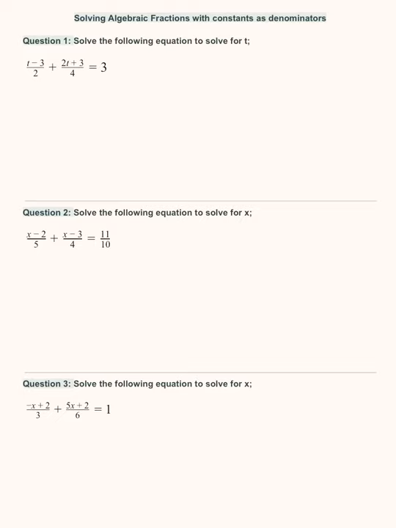So if we have a look at question 1, we can see our denominators are 2, 4, and then 3 is a whole number, and any whole number is a fraction over 1. So we must add that in ourselves. So then we must decide what is the smallest number that 2, 4 and 1 all divide into. And our lowest common denominator here is 4.